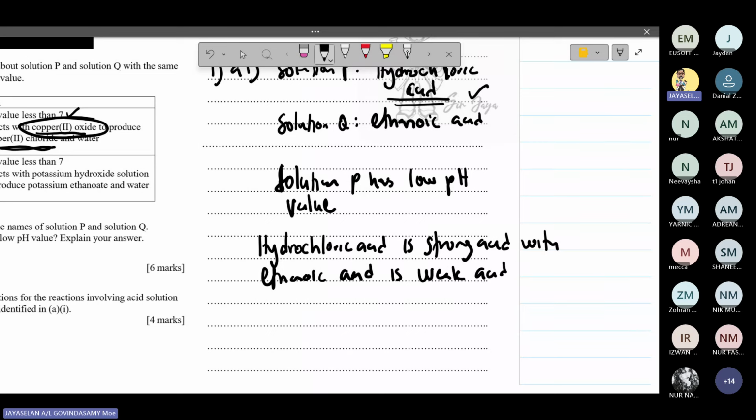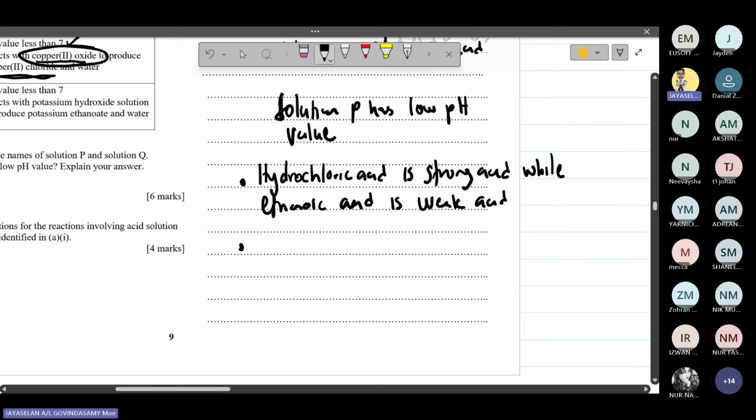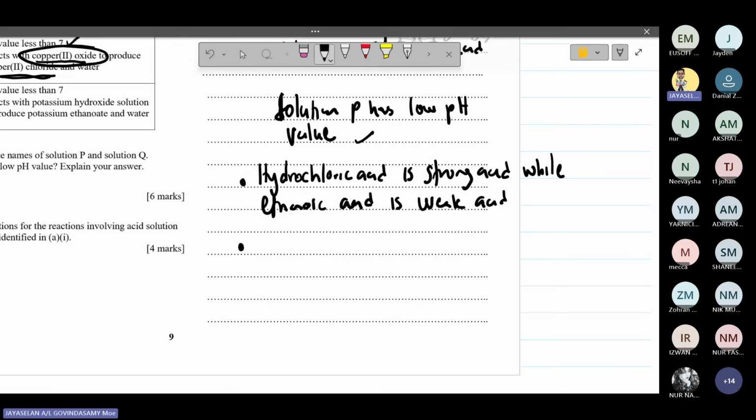Why did you choose solution P? You have to prove it. So that means hydrochloric acid is strong acid, while ethanoic acid is a weak acid. So you have got 1 mark. Now you focus on hydrochloric acid only, because you already chose solution P, right? Solution P, hydrochloric acid, right?